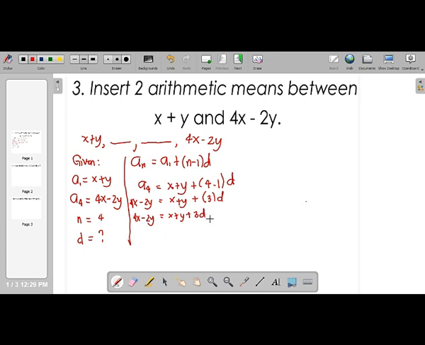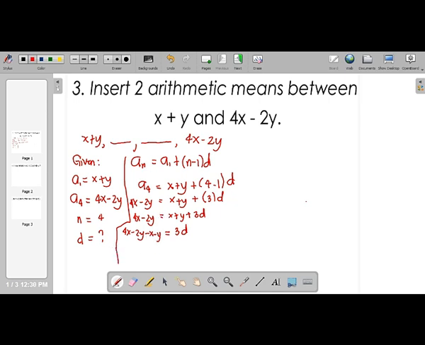Now, since we're going to find the value of the common difference d, we don't need x and y here. So what we do is transfer them to the other side of the equation. So we copy 4x minus 2y, and then you move x, positive x, when moved it becomes negative x. And y also, you move it there, so it becomes negative y. That is equal to 3d, which is what remains there, because you transferred x and y.